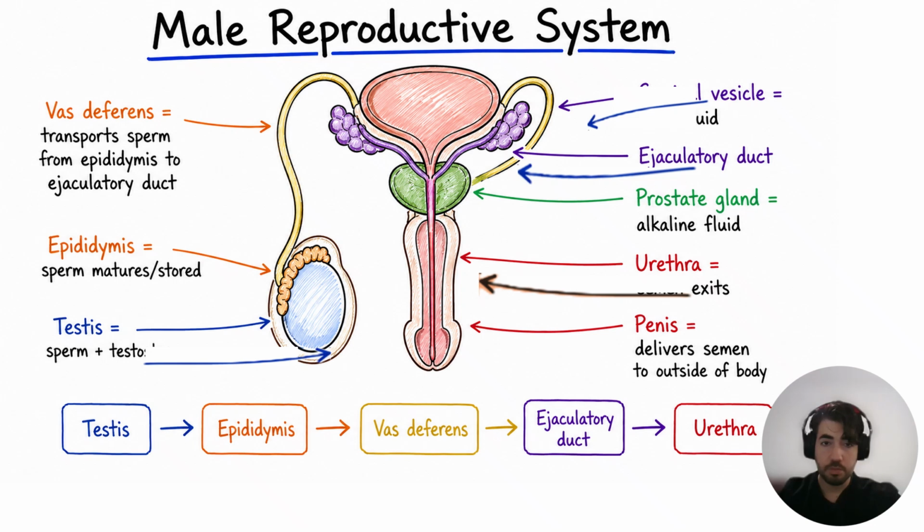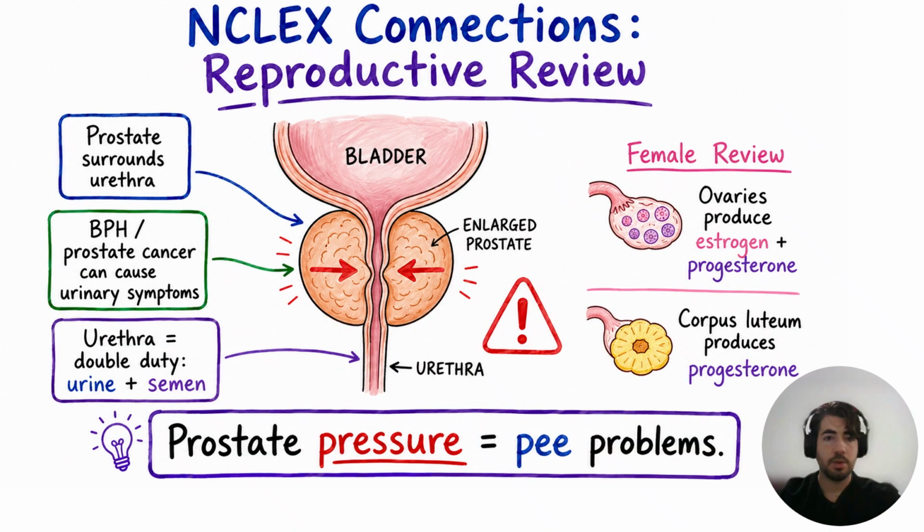So for nursing school, just know the names and pretty much the function. That's pretty much usually what you need for testing. Now, this slide is the "why do I care as a nurse" slide. So the prostate surrounds the urethra.